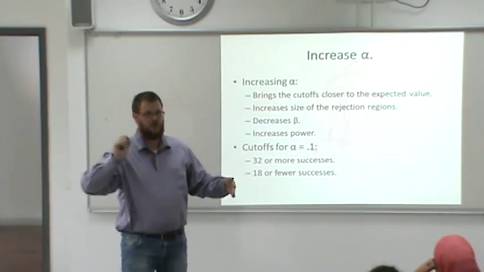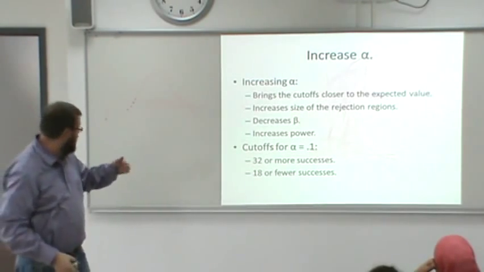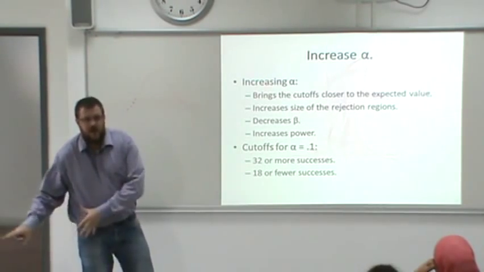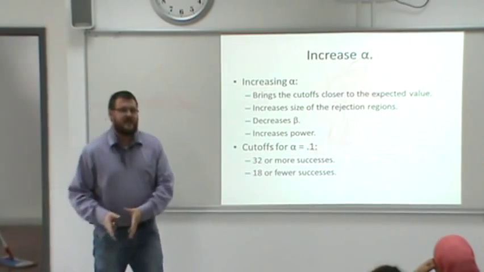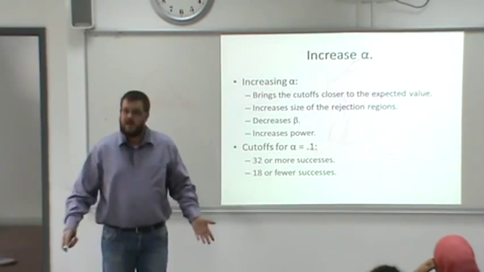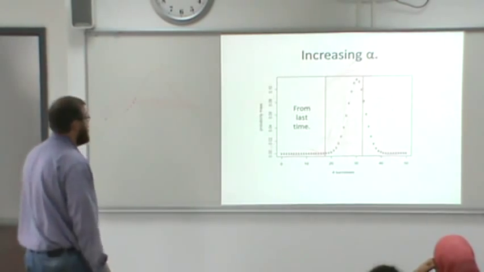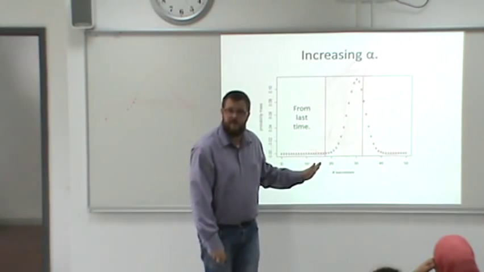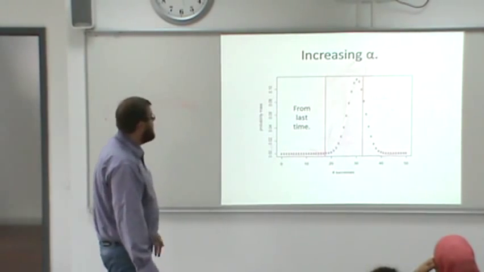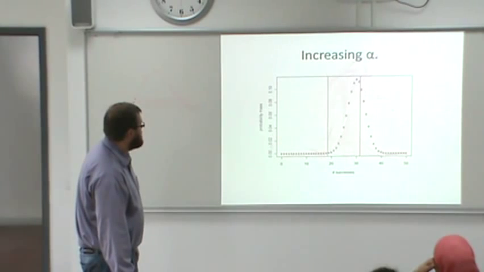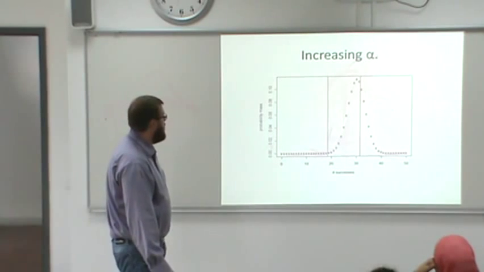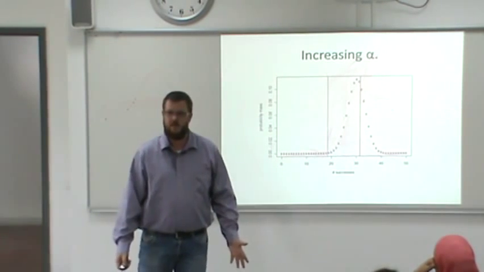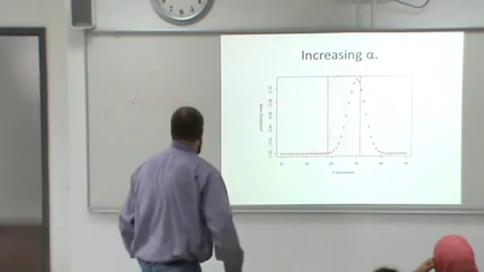On Friday, I'll show you how we calculated that. Then 32 is our cutoff here. Alternatively, on the other tail, instead of previously needing 17 or fewer, we now need 18 or fewer. So this is what we had from last time, with an alpha of 0.05. Now, as we increase alpha to 0.1, we get this. 0.05, 0.1. What's happening? It's decreasing the cutoffs.